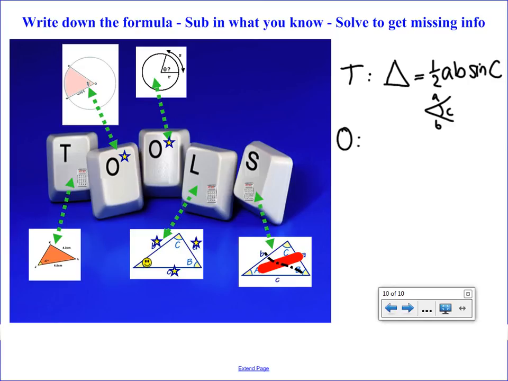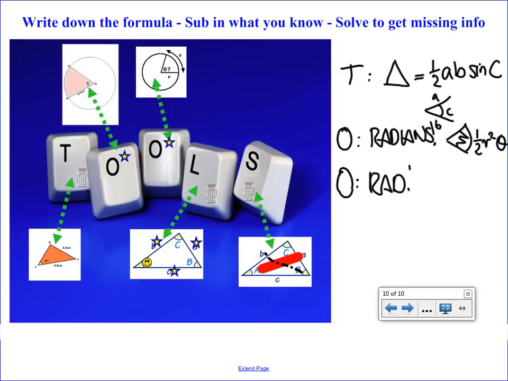What's really important to remember about both your OOs? Exactly. Both the OO ones, and that's what that star on the bottom is for, must be in radians. So the first O is similar to the T, area. Starts in the same way. That's the area, isn't it? So it's half, and instead of A times B, R times R. And then instead of sine theta, just theta.